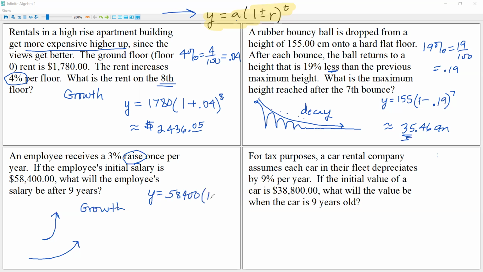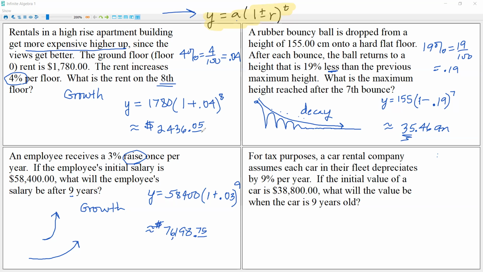All right, y equals the initial amount, 58,400, times 1 plus, because it's a growth, 3%. So just like 4% is 0.04, 3% is 0.03, to the t power, and the time is 9 years. So 9. All right, so that comes out to be about $76,198.75. Again, it's money, so you want to make sure you understand that it's money and that you label it with dollars and cents there.